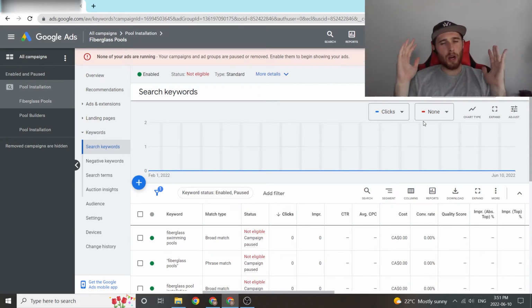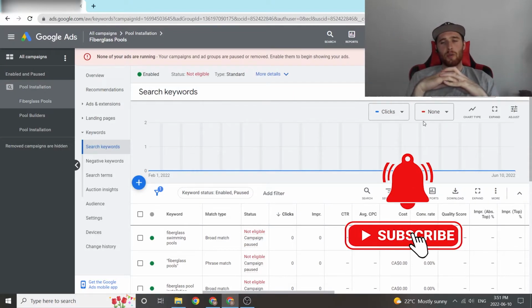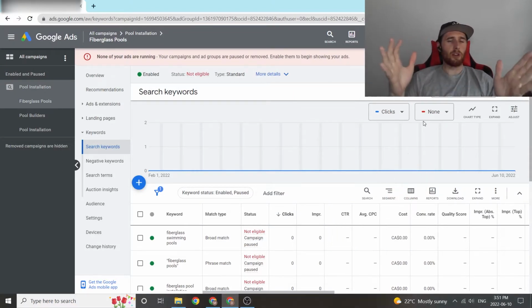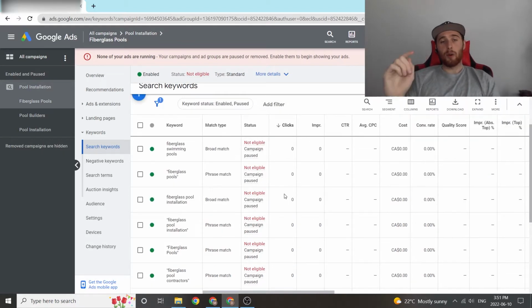In today's video, I'm going to walk you through single keyword ad groups, otherwise known as SKAGs, and whether you should be using them in Google Ads, especially in 2022. What is a single keyword ad group, by the way? A single keyword ad group is exactly what it sounds like. It is an ad group with one keyword in it, generally exact match.